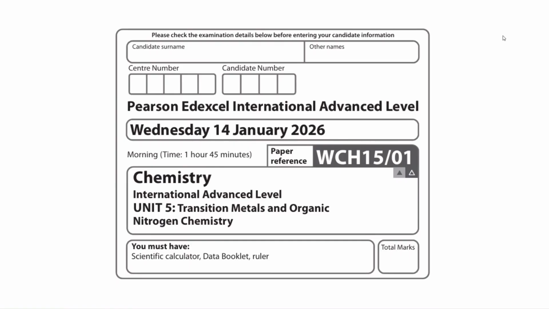Part 3 of Unit 5 Chemistry Paper 2026 January.